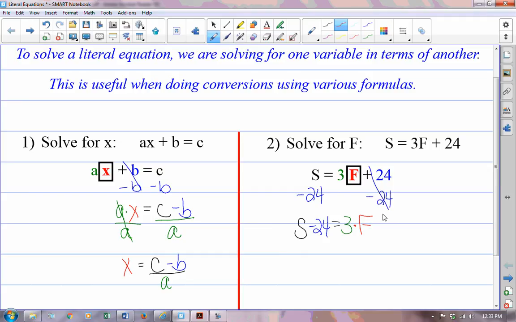And then to get rid of multiplication, just like we divided by a over on problem number 1, we're going to divide by 3 here. So you can see your final answer is right here. It's s minus 24 all over 3. And that is what is equal to f. F has been isolated or solved for.